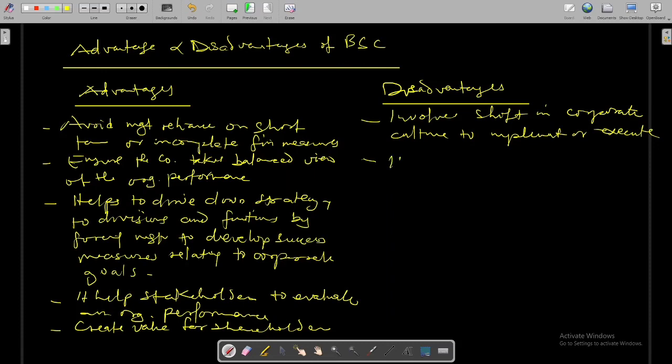The next one is it's time consuming. Coming out with the objectives, the measures, the targets, and the initiatives, as we already did, is a very time consuming thing to do.